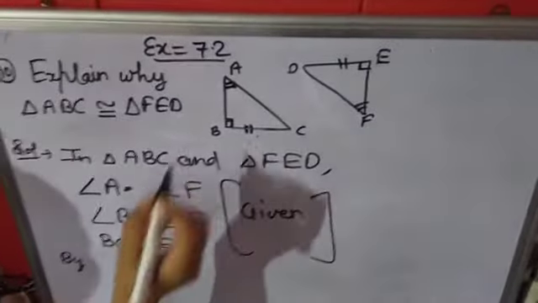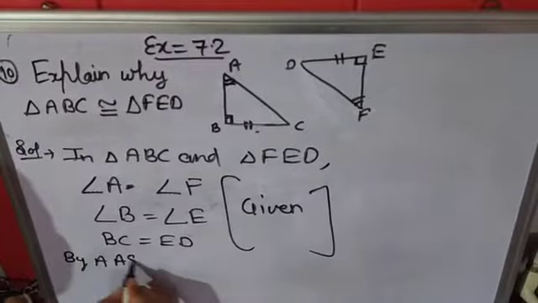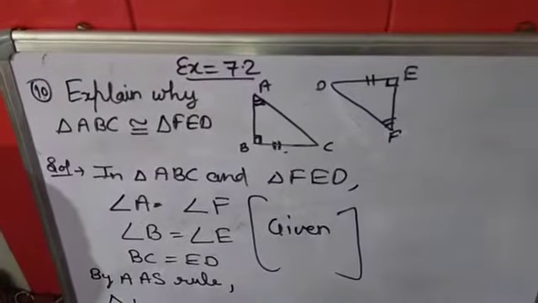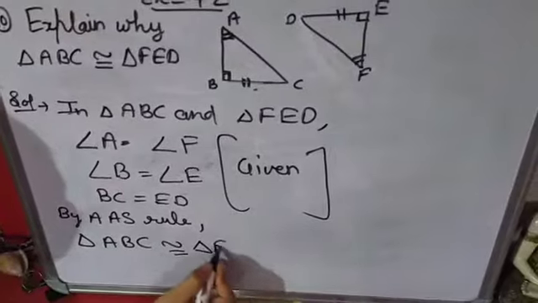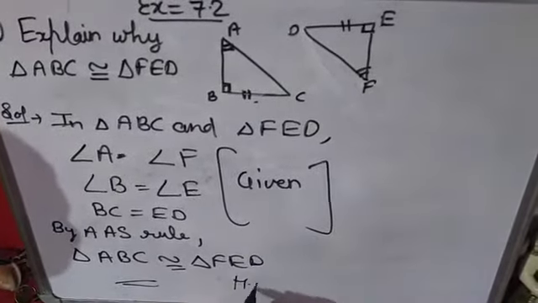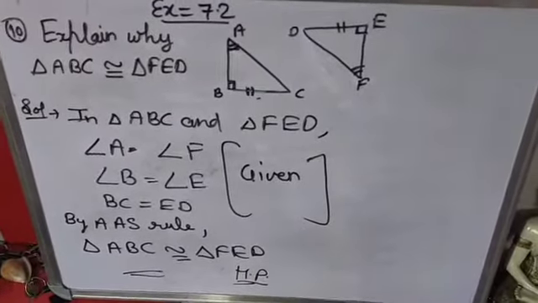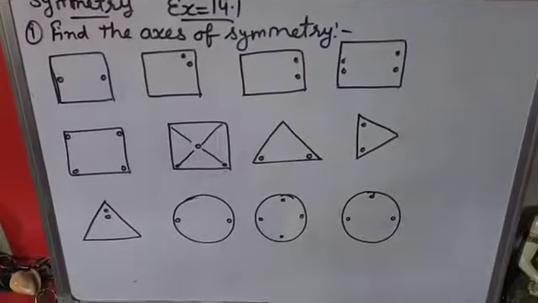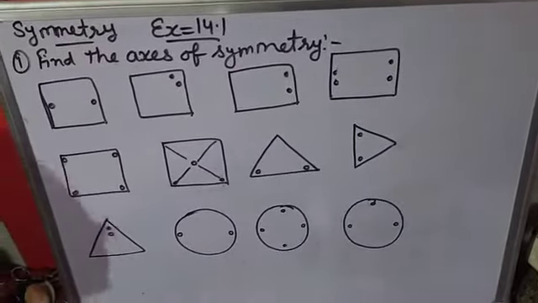So by AAS, by angle angle side rule, triangle ABC will be congruent to triangle FED. Okay? Hence proved. Now this chapter is finished. We will start the symmetry chapter, chapter 14. Chapter 14 is symmetry. You did symmetry in previous class also.